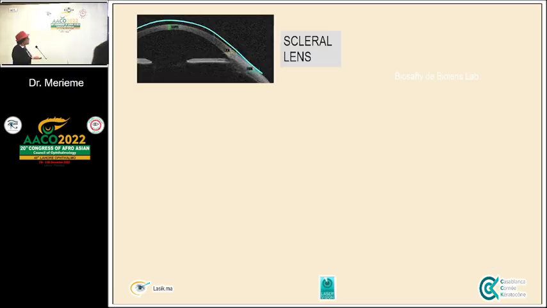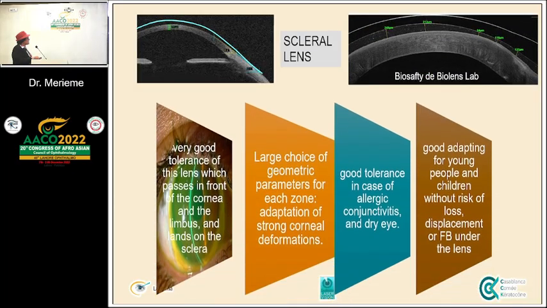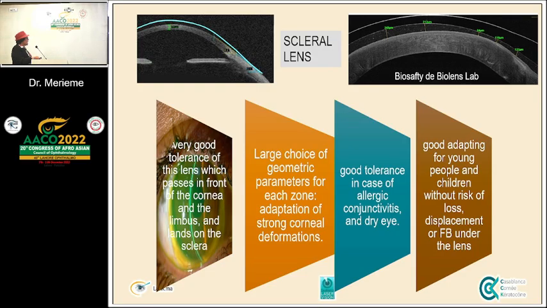The scleral lens is very interesting because it has very good tolerance; this lens passes in front of the cornea and lands on the sclera. Large choice of geometric parameters for each zone, adaptation of strong corneal deformation, good tolerance in case of allergic conjunctivitis and dry eye, good adaptation for young people and children without the risk of loss, displacement or foreign body under the lens.